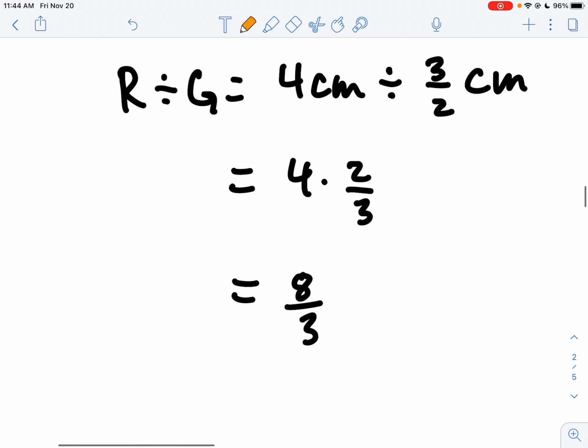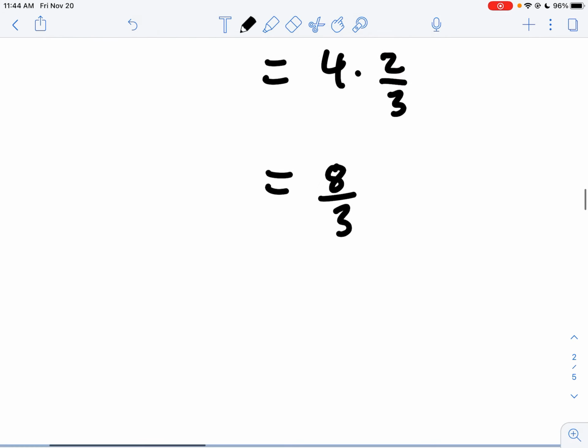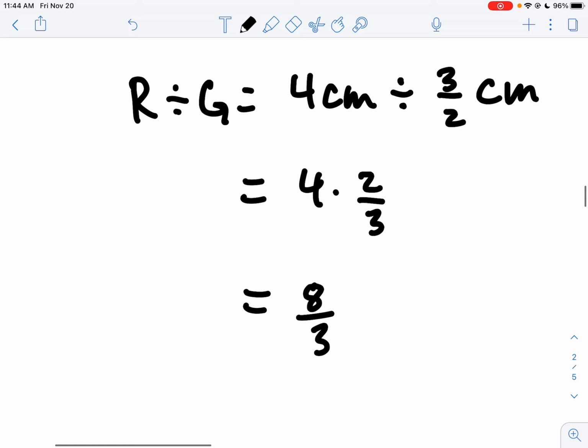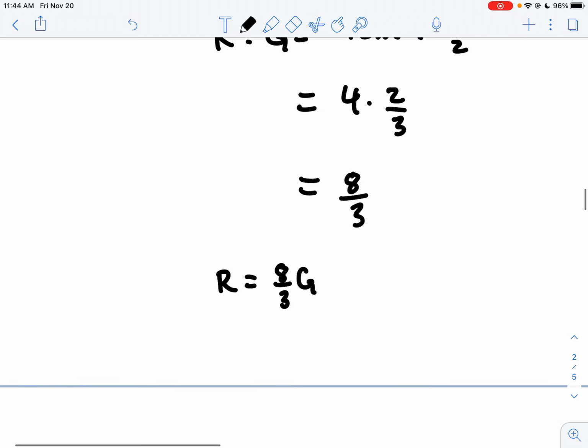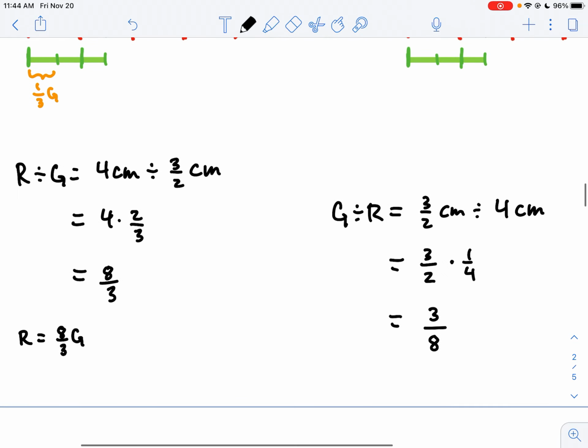So when you do R divided by G, you're actually figuring out how to measure R in terms of G using a quotative meaning. Right? How many G's make R? That's a quotative meaning for division. And so we can conclude that the R is 8/3 of G. It's 8/3 G's that make R.